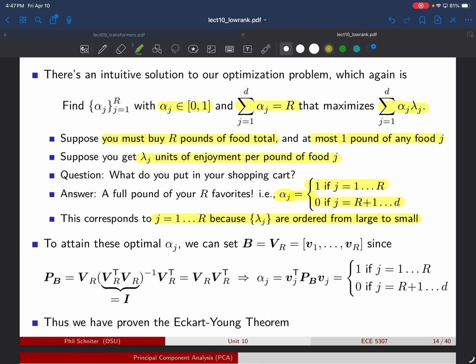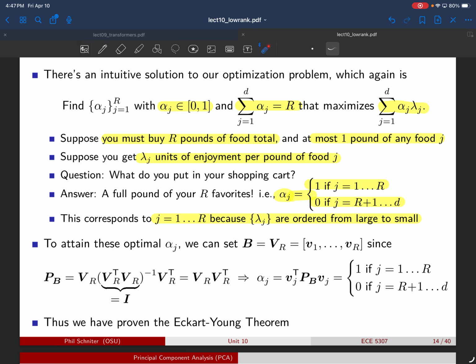Okay, so this is one way we could do it. I'll show you that the alpha j's work out if you do this. Let's say you set B equal to VR, where VR contains these R principal eigenvectors. If that's the case, then PB, as we know, is just B times (B transpose B) inverse times B transpose. Now we plug in B equals VR here and make some simplifications, because these columns are mutually orthogonal, this gives us the identity, after which we have this.